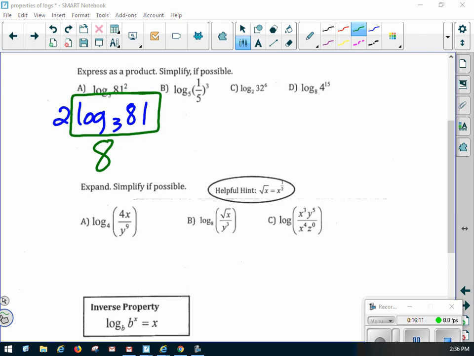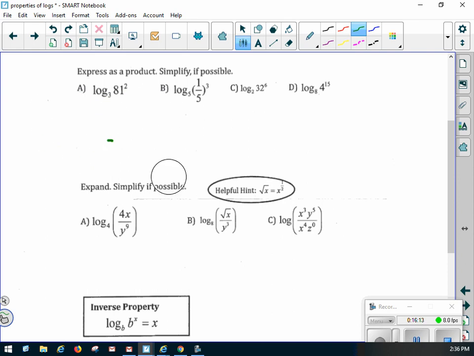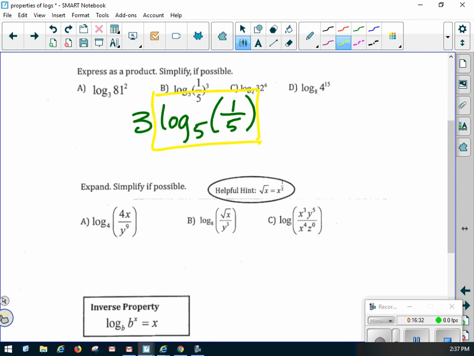All right, let's look at B. Based on what I just said, what can you do here on B? Move the 3 to the front as a coefficient, so this will be 3 log base 5 of 1/5. What is log base 5 of 1/5? Negative 1, good. And 3 times negative 1 is negative 3.